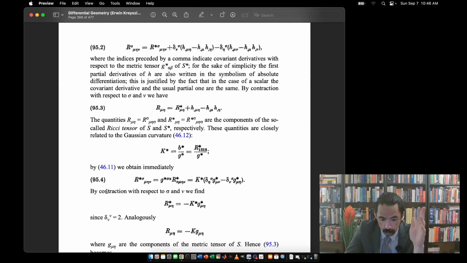By contraction with respect to sigma and nu, we have capital R sub mu eta equals capital R star sub mu eta plus h subscript comma mu eta minus h subscript comma mu times h subscript comma eta. The quantity capital R subscript mu eta, which equals capital R superscript sigma sub mu eta sigma, and capital R star sub mu eta, which is equal to capital R star superscript sigma sub mu eta sigma, are the components of the so-called Ricci tensor of S and S star respectively.